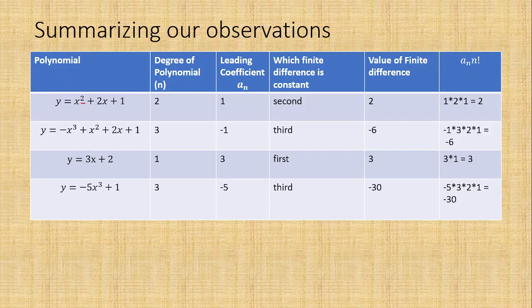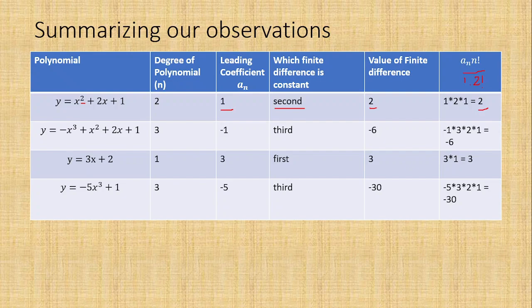Then its leading coefficient is 1, and the finite difference which came out to be constant was the second finite difference, and the value of the finite difference was 2. Now if we try to calculate the value of an times n factorial, we will get a value of 1. What is an? An is 1 times 2 factorial. Why 2 factorial? Because the degree is 2. So 1 times 2 factorial. What is the value of 1 times 2 factorial? It is 1 into 2, which is equal to 2.